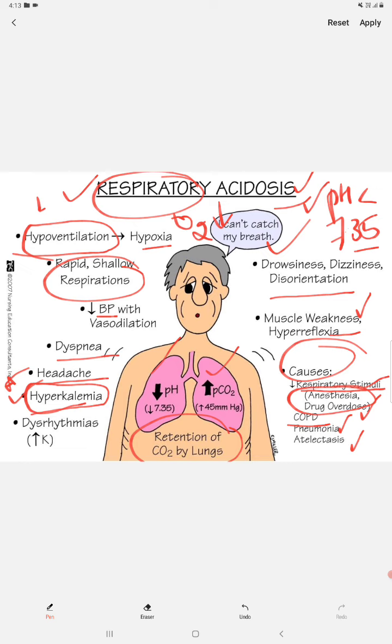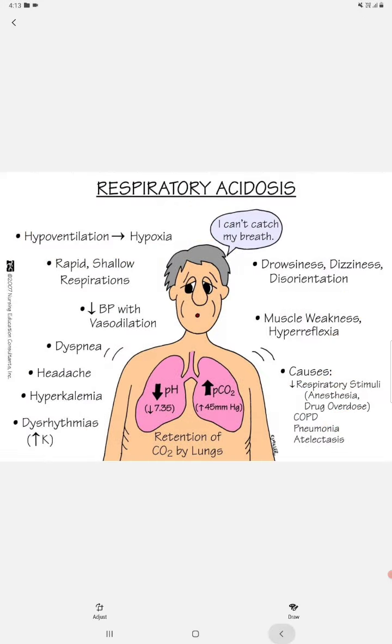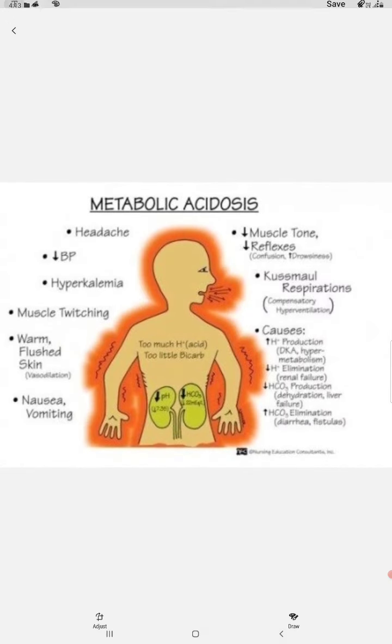It's hyperkalemia, please remember it. We can see the dysrhythmias also because of the hyperkalemia, which means increased potassium. So this is all about respiratory acidosis. Let us discuss one more condition, that's metabolic acidosis.